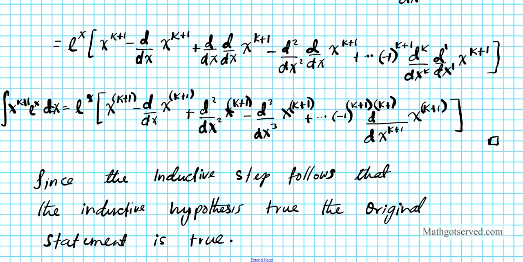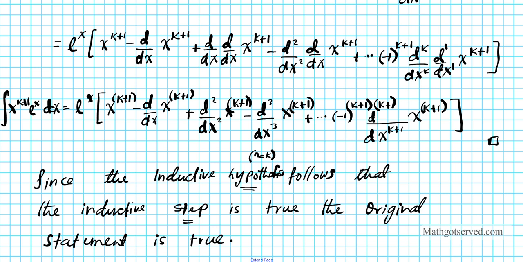All right. So just a quick correction. Let me just interchange my terms here. So what we just proved is that since the inductive hypothesis is true for n equals k, since the inductive hypothesis follows that the inductive step is true, then the original statement is true. Okay? So the hypothesis implies that the inductive step is true, then the statement is true. Okay? So there you have it.